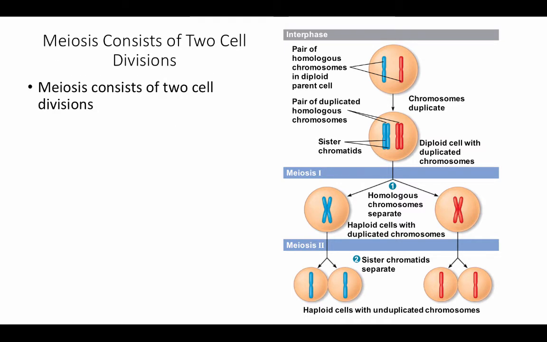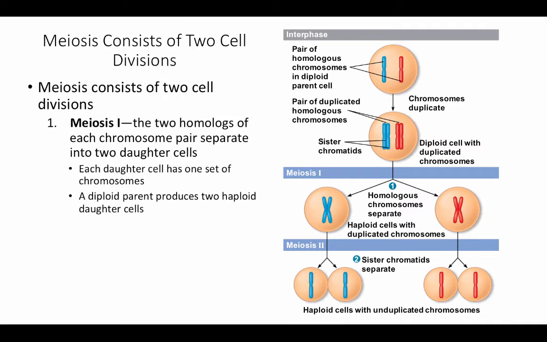So again, meiosis consists of 2 cell divisions. Meiosis 1 is where the 2 homologs of each chromosome pair separate into 2 daughter cells. Let's say the blue ones are the paternal chromosome set, the red ones are the maternal chromosome set. The 2 homologs in this first stage of meiosis are going to separate into separate cells. At this point, we go from diploid to haploid. Okay, so even though there are 2 sister chromatids, remember these are identical copies of each other, so this is the haploid chromosome number, even though there are 2 sister chromatids. So we've gone from diploid to haploid in this first division in meiosis.